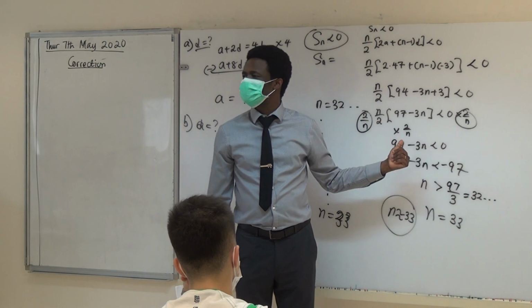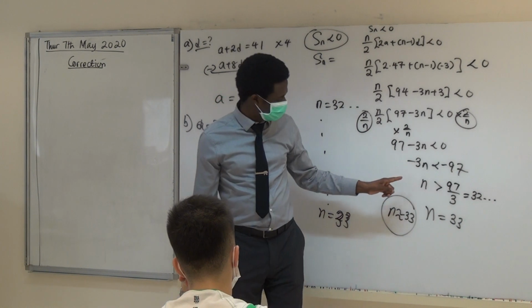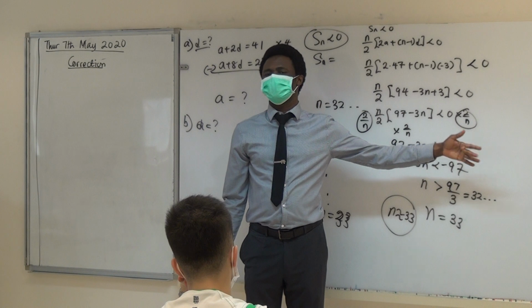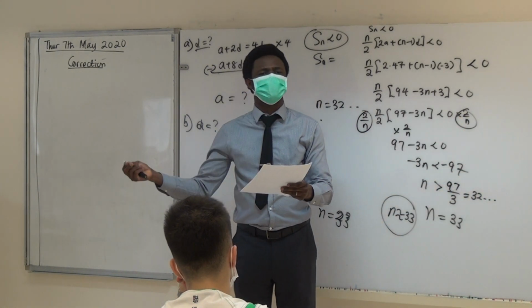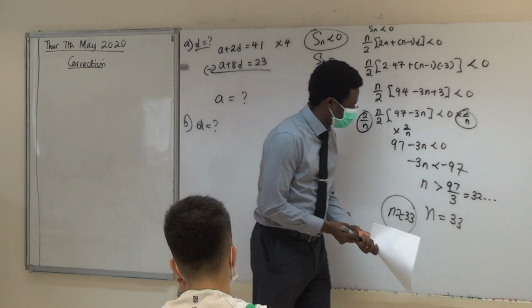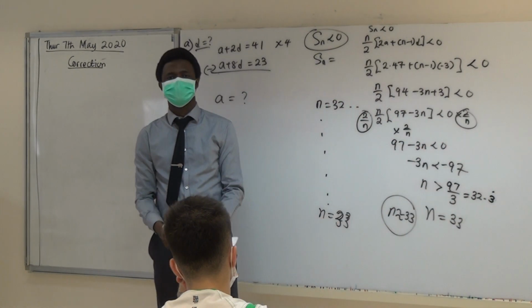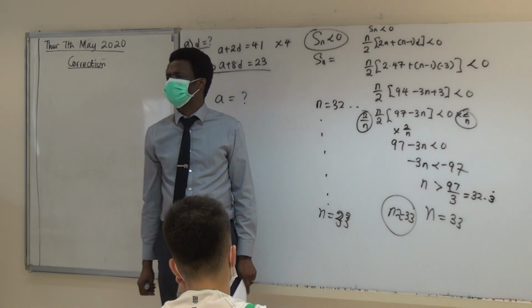You are following the question. The question says, what is the least n among any n that is greater than this? So if n is greater than 32 point something, let me see, 32.33 something, 32.3 is a continuous number. The first n is 33, not an approximation.